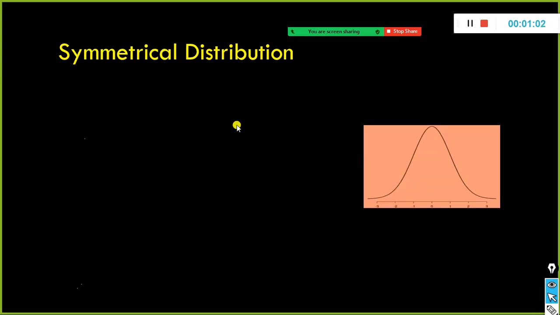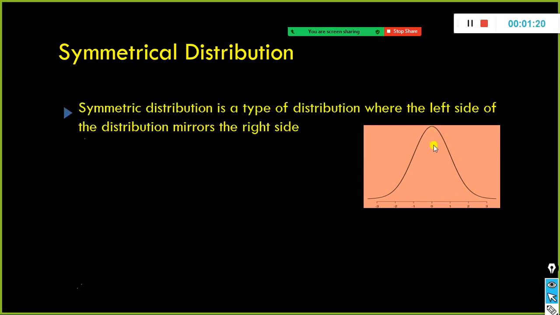Okay, uniform distribution, kurtosis, we'll take a look at it. So look here. This is called your symmetrical distribution. What is symmetrical distribution? It is a type of distribution where the left side of the distribution mirrors the right side. If I draw a line exactly in the middle, that is your median. You just assume that is a straight line.